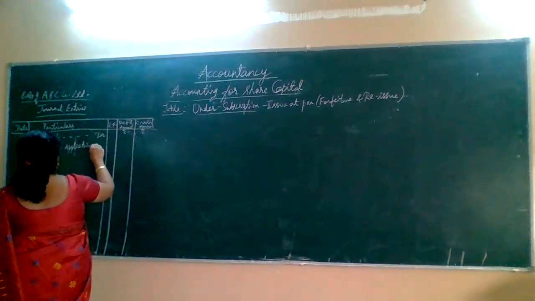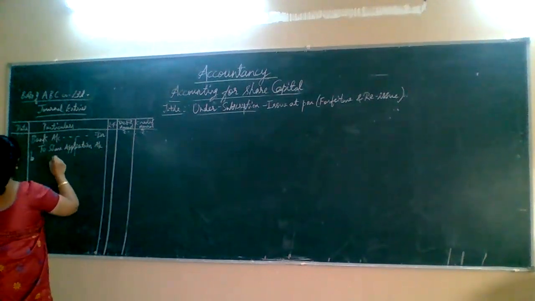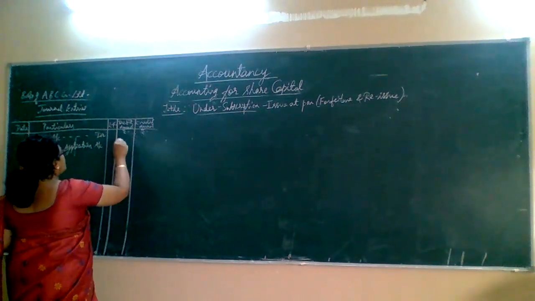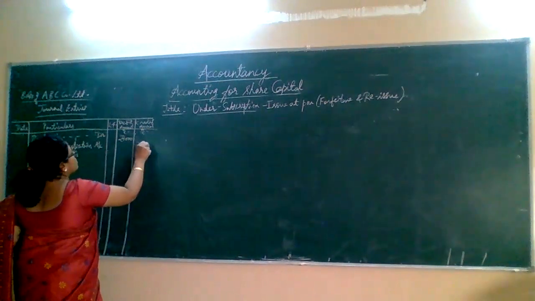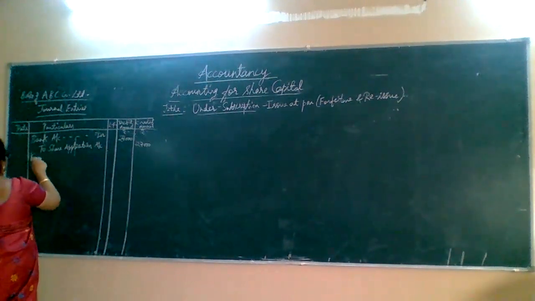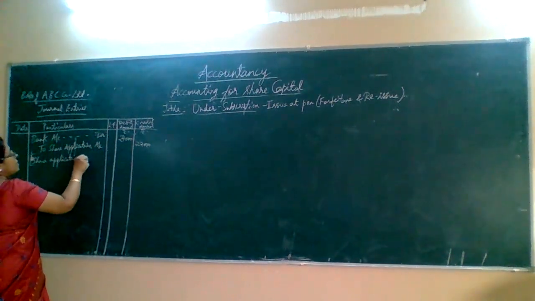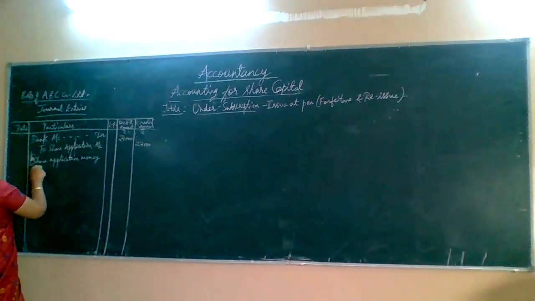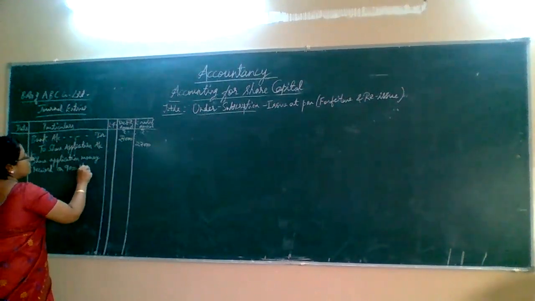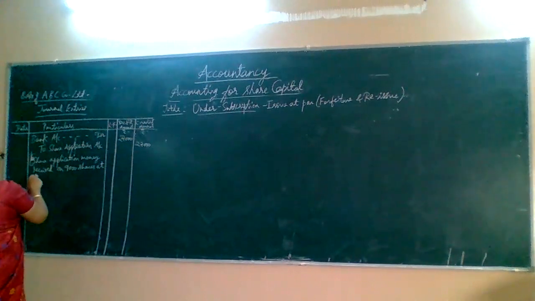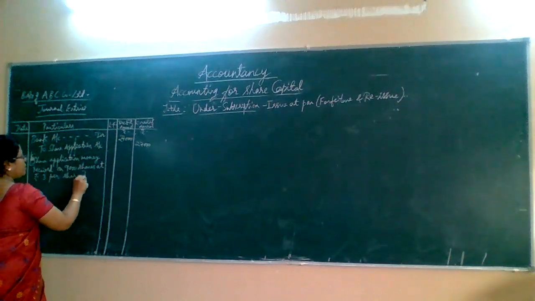To share application account, 9,000 into 3, 27,000. Narration: share application money received on 9,000 shares at rupees 3 per share.